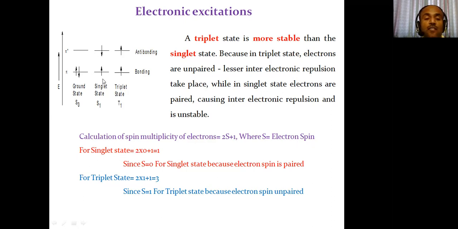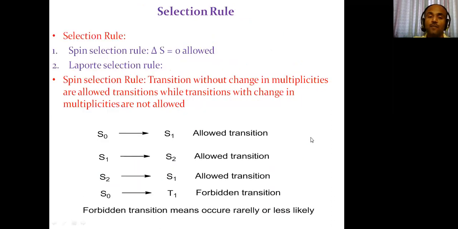In the singlet excited state, the spin is 0, therefore the value of 2s plus 1 is 1, and that is singlet. While in triplet, the spin is 1, that is 1/2 plus 1/2. In triplet, the value of s is 1, therefore 2s plus 1 is equal to 3, and that is why it is denoted by T state or triplet state. A triplet state is more stable than a singlet state because in triplet states electrons are unpaired, so lesser interelectronic repulsion takes place, while in the singlet state electrons are paired, causing interelectronic repulsion and instability.